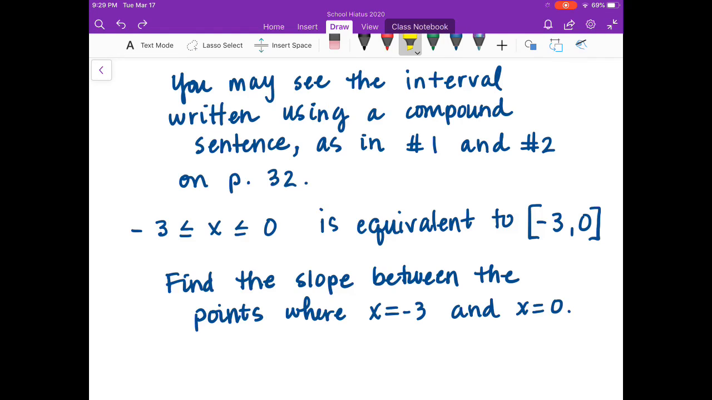When asked to calculate the average rate of change, you may see the interval written using a compound sentence. For example, negative 3 is less than or equal to x is less than or equal to 0. The compound sentence and the interval are both telling you to find the slope between the points where x is negative 3 and x is 0.